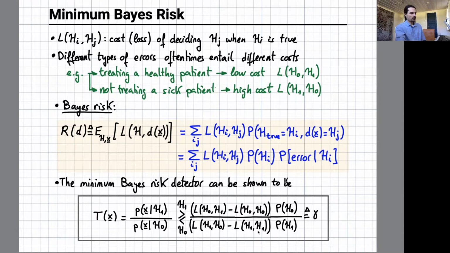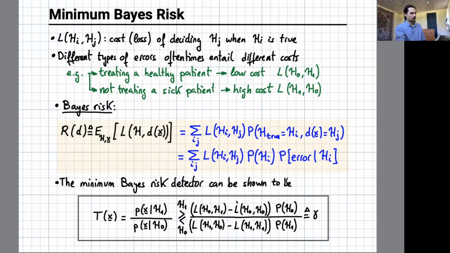And this one generalizes the expression that we saw in the previous slide for the minimum probability of error detector, right? So there we just had these two terms for the value of the threshold. Now we have also the value of the loss for these different combinations of true hypothesis and decision, right?